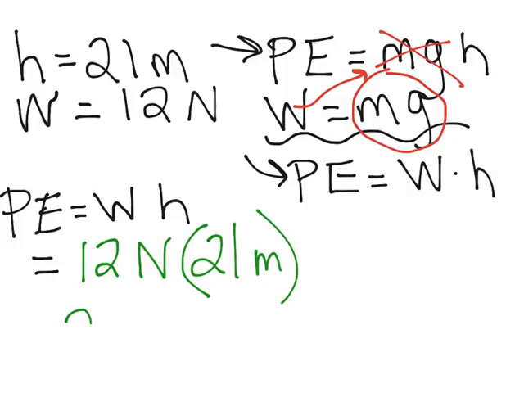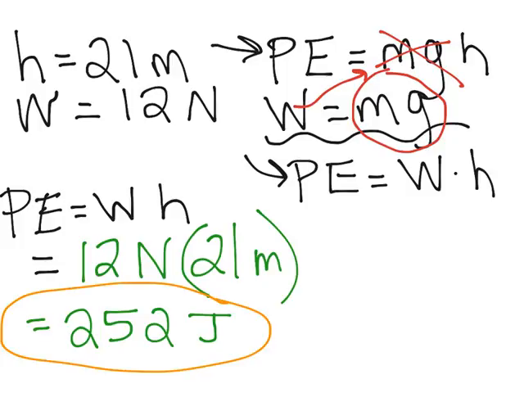And that gives us 252. And what are my units going to be? Right, joules. Hopefully that's what you said. I'm just pretending. So that's our answer. The potential energy of the baby carriage and baby was 252 joules.